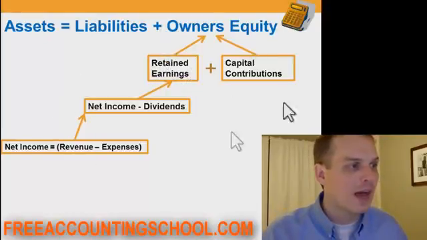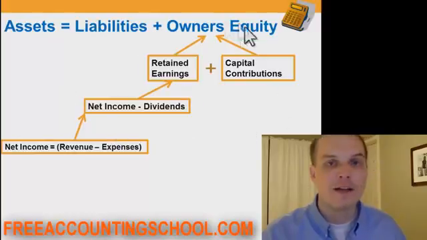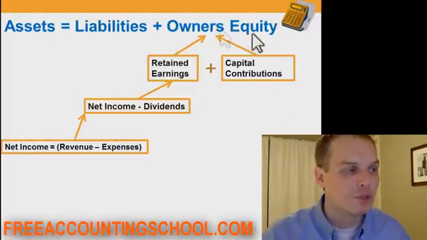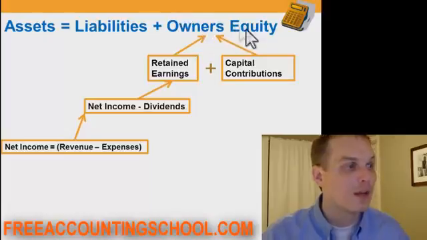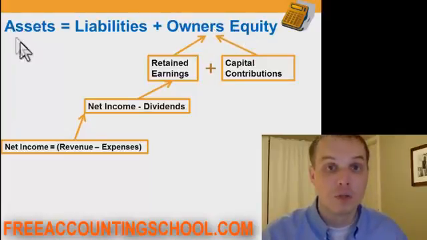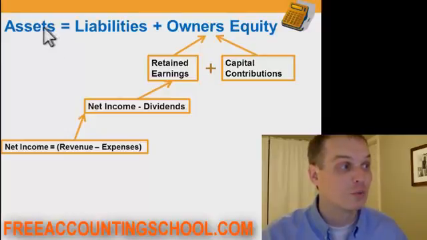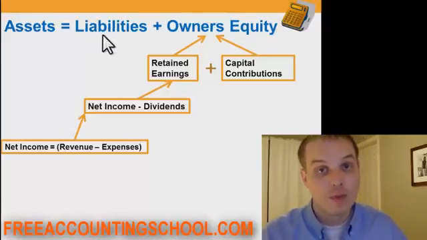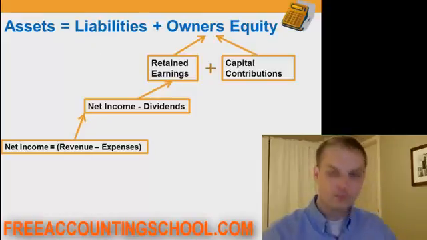And so all these accounts in the owner's equity section give us a final dollar amount that tells us how much of the assets really belong to the owners and how much of the assets really belong to the creditors, or the people that the business owes money to.